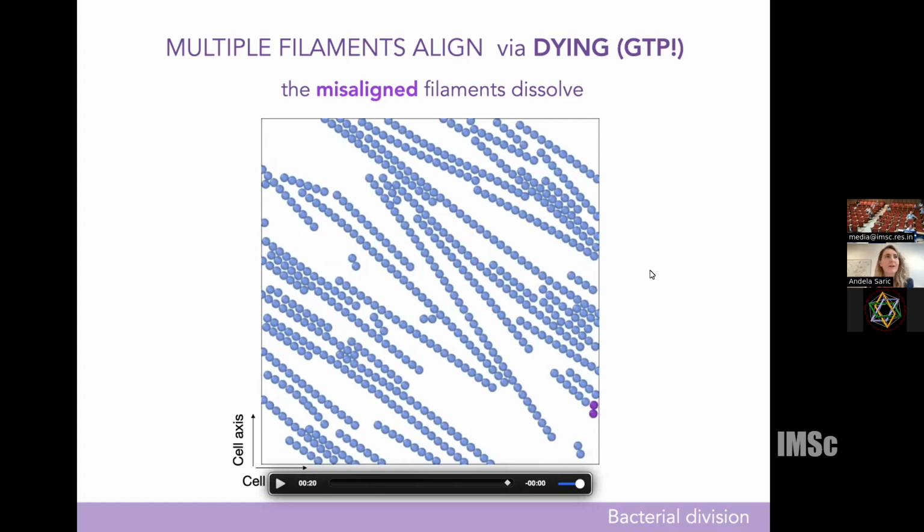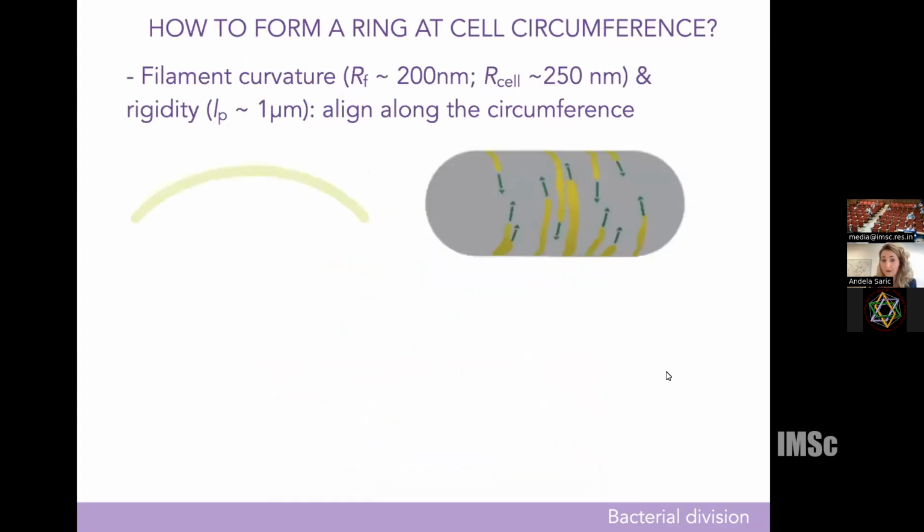So it's a different form of active matter. It's not an active matter that propels, but an active matter that grows and shrinks. And because of that, you get an order.